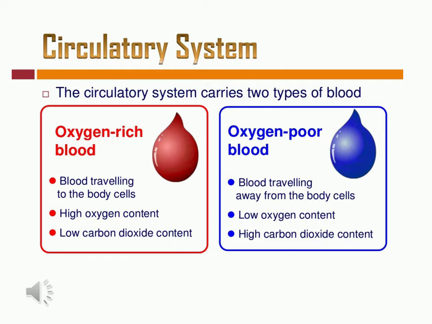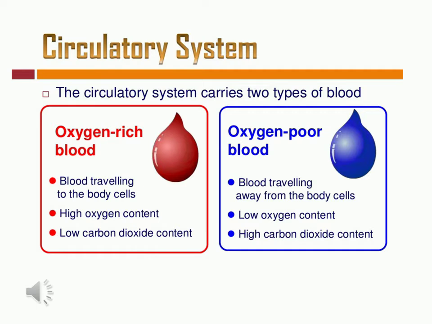Here we can see that the circulatory system carries 2 types of blood. That's why when you look at your skin, you will see 2 different colors, right? Sometimes you see some vessels that are green or purple, right? We can see 2 different colors. Why? It's because we have 2 types of blood going around our body.